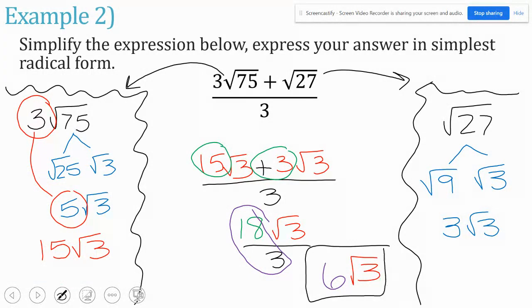Both of our answers to these questions were 6 radical 3. So let's just summarize. We did not have like radicals. So we simplified first, and then we did get like radicals. From there, we were able to add the coefficients to get 18, and then we divided those coefficients to get 6 in the end. Leave that radical 3 alone.